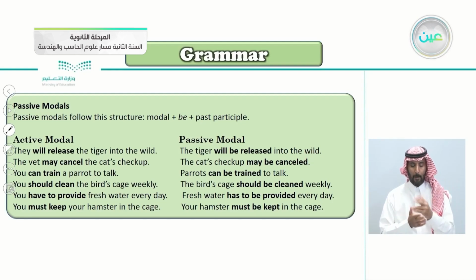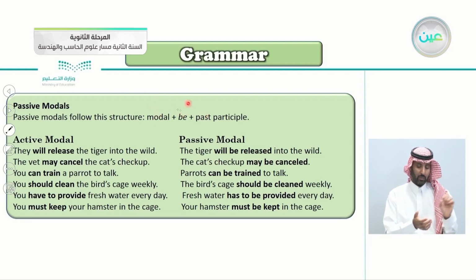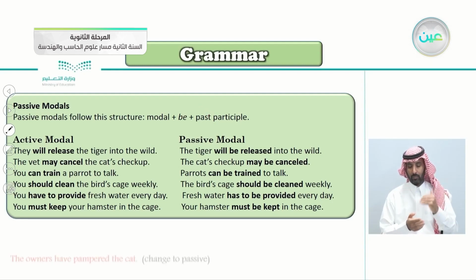Another example, the vet may cancel the cat's checkup. So we say the object, the cat's checkup, may be cancelled. Always follow this structure. May be cancelled. Modal, then be, then the past participle of the verb.